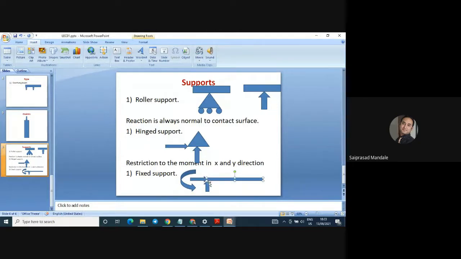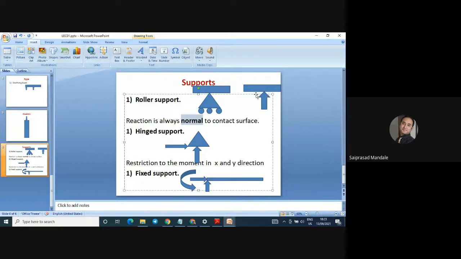Try to understand. I'm repeating. We'll be talking about three different types of support. One is a roller support, second one is a hinge support, and third one is a fixed support. Roller support is nothing but a simple support. It is just a support given to the beam, and its reaction is always normal, means in vertical direction, just like shown along the y-axis.